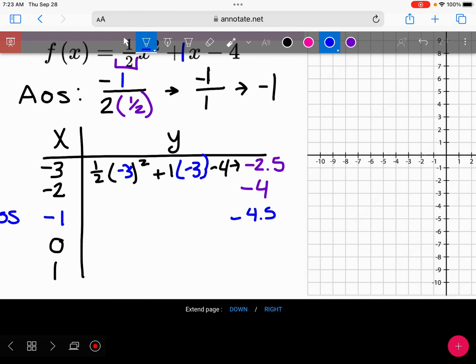When x is 0, we have our y-intercept. So I don't even have to type anything in for 0. It's right here. It's -4. And when we type in the 1, we're going to get the exact same thing we did on the top, which is -2.5. So it's just kind of brute forcing our way through.